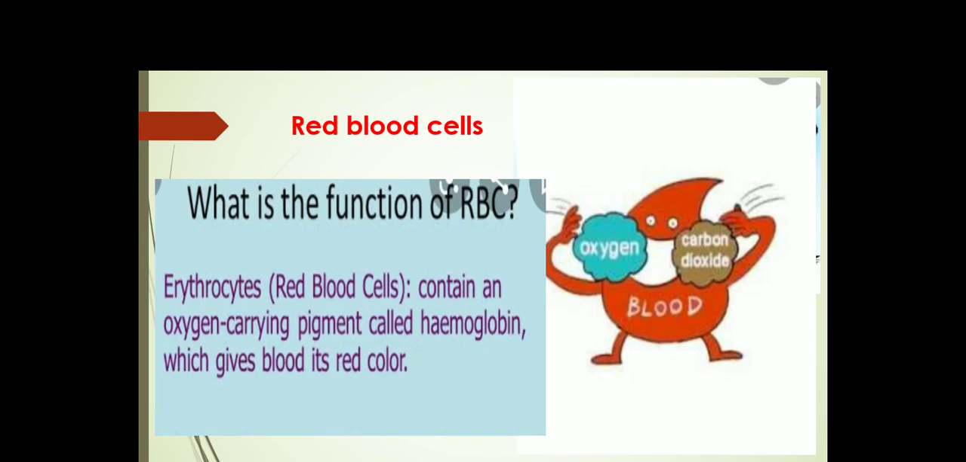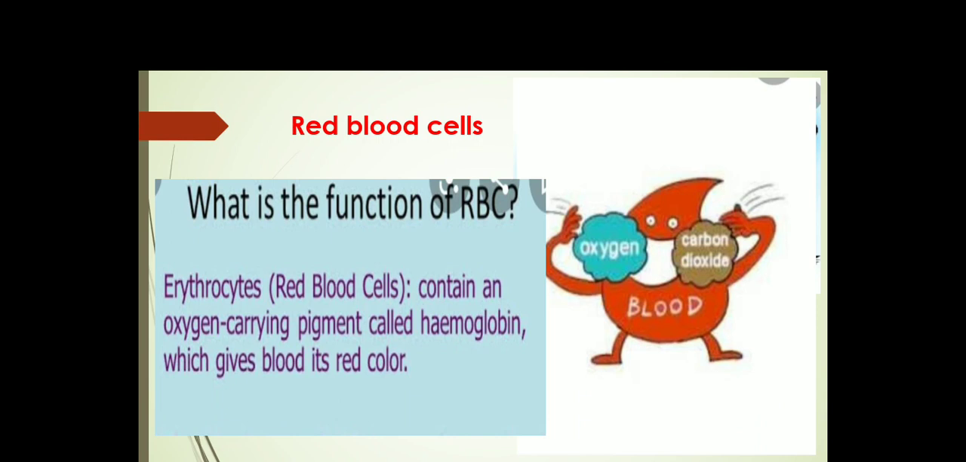Now we will learn about the red blood cell. What is a red blood cell? Red blood cells are also called erythrocytes. You all know blood is red in color. Why is the blood red in color? In the blood there is a protein. The name of the protein is hemoglobin. Because of this protein, the blood appears red in color.